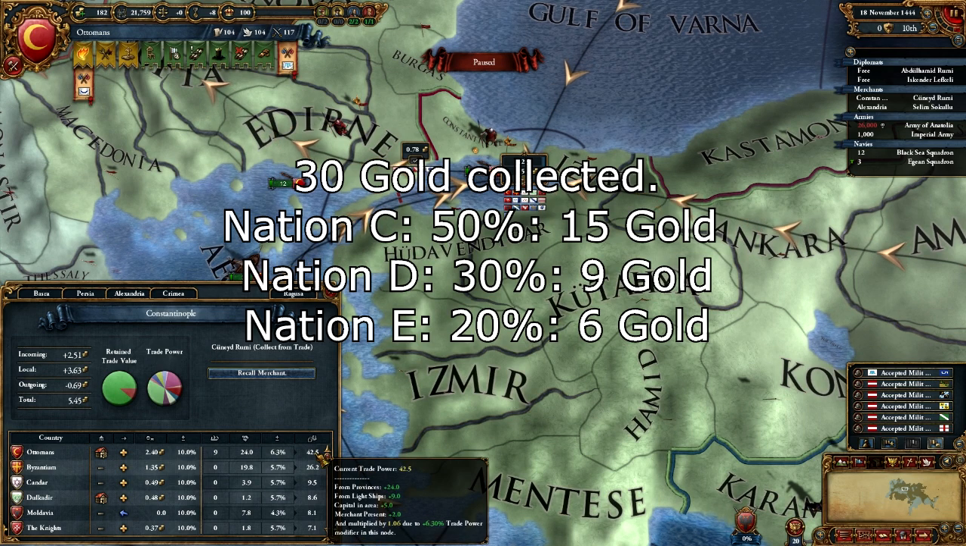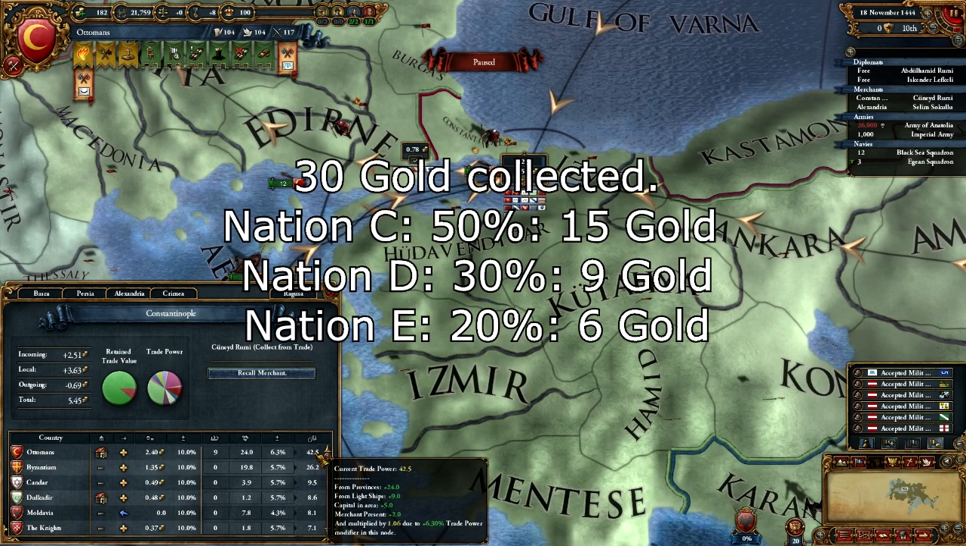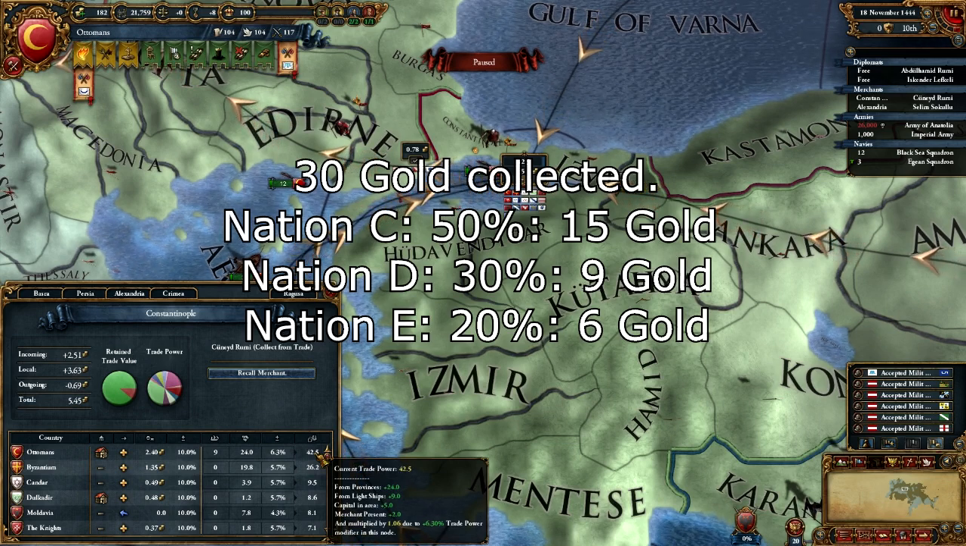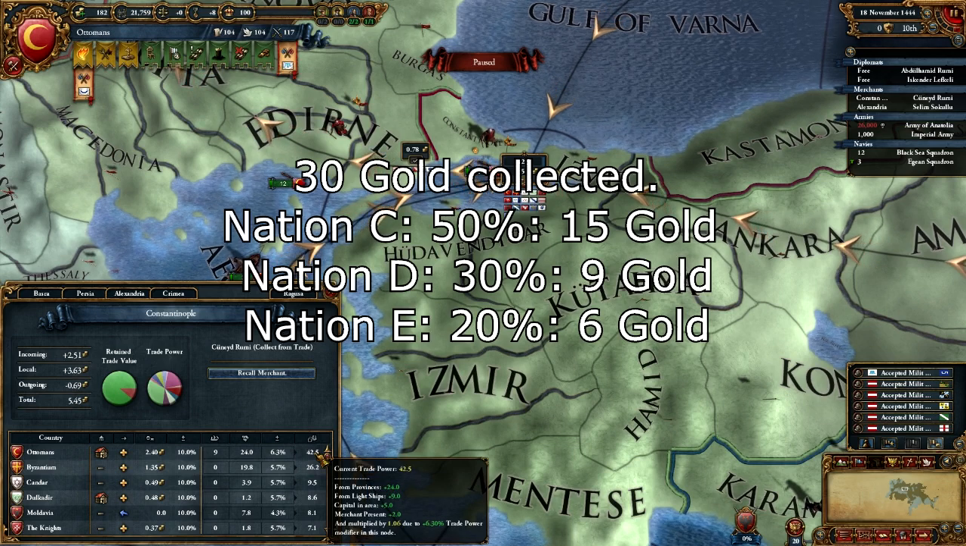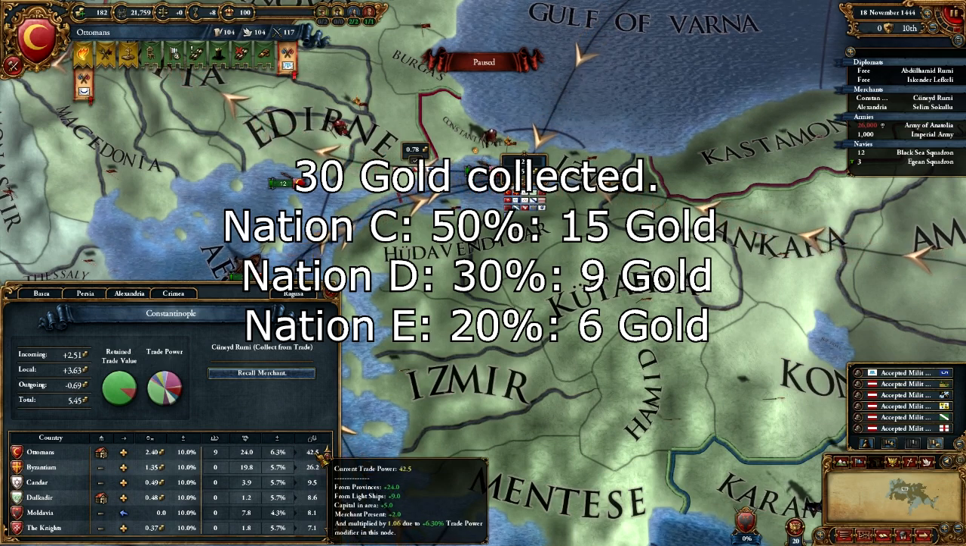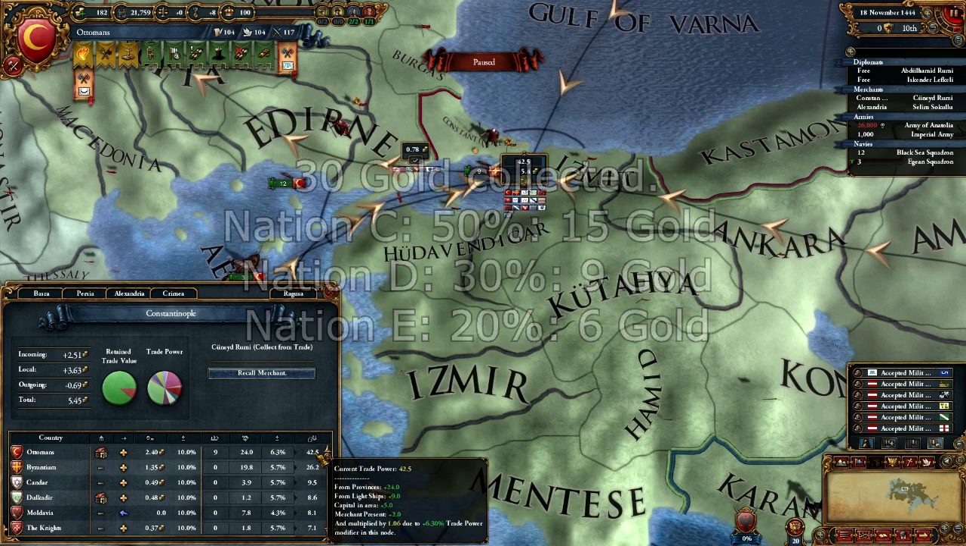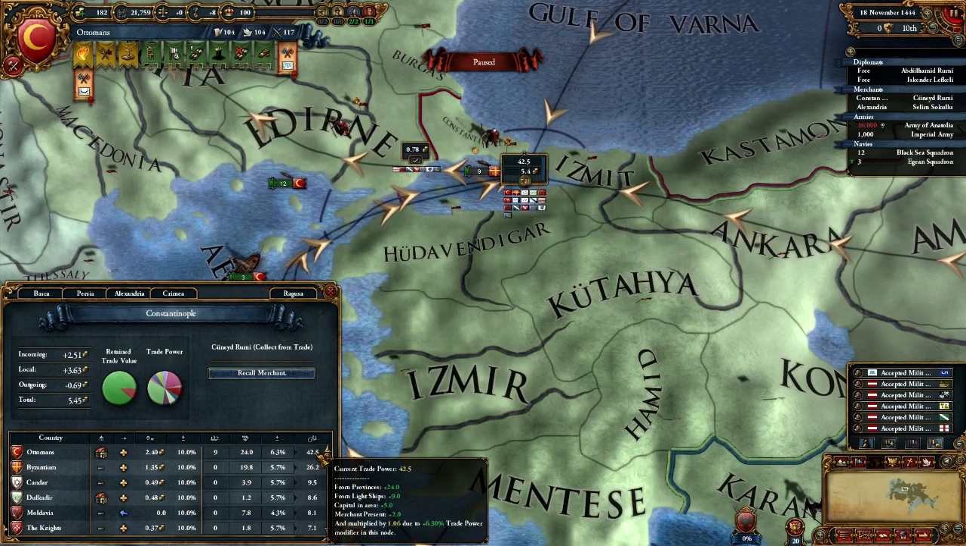So then that means that the group that contributed 50% of the trade power to collection would get 15 gold, which is half of the 30 gold that's been kept. The group that contributed 30% would get 9, and the group that contributed 20% would get 6. That amount, however, can be boosted.